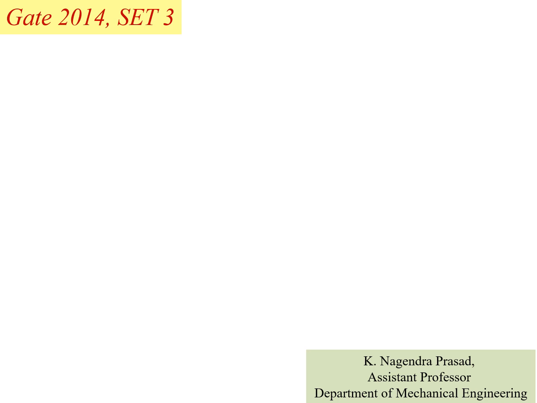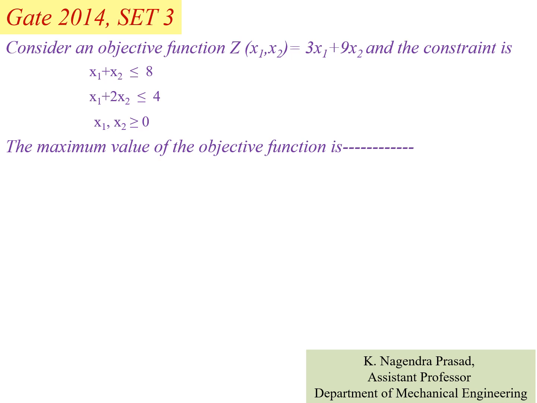Hello everyone. In this lecture, I am going to solve the GATE previous problem on LPP model. Let's see the problem. Consider an objective function z equal to 3x1 plus 9x2 and the constraints are x1 plus x2 less than or equal to 8, x1 plus 2x2 less than or equal to 4 and x1, x2 greater than or equal to 0. The maximum value of the objective function. So here we have to determine what is the maximum value of the objective function.